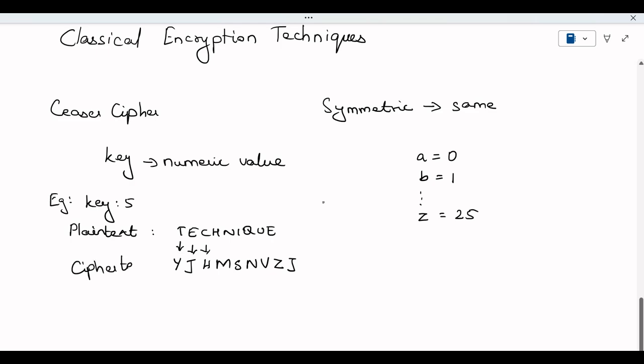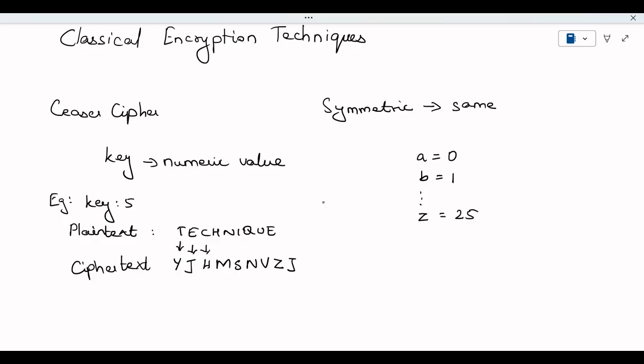If I want to proceed with the decryption process: the sender is going to use the key to convert the message into ciphertext, and then it is transmitted. Now, the intermediate person doesn't know the key, so he can't read the message. But what about the receiver? The receiver knows the key.